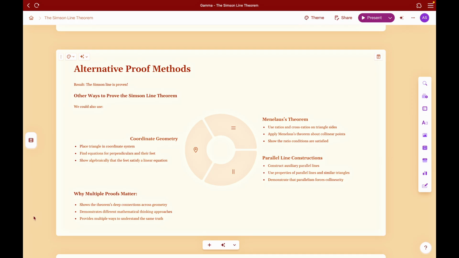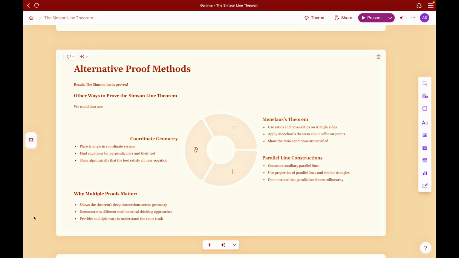But there are other ways to prove the Simpson line theorem. We could use coordinate geometry. So we place a triangle in a coordinate system, find the equations for the perpendiculars and their feet, and show algebraically that the feet satisfy a linear equation. Another one is parallel line constructions. We could construct auxiliary parallel lines, use properties of parallel lines and similar triangles, and then demonstrate that parallelism forces collinearity.